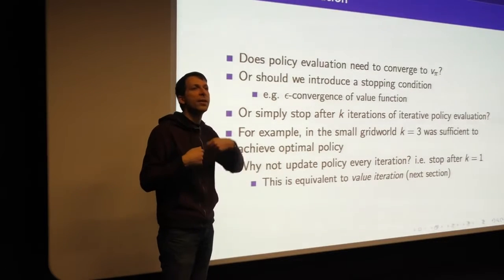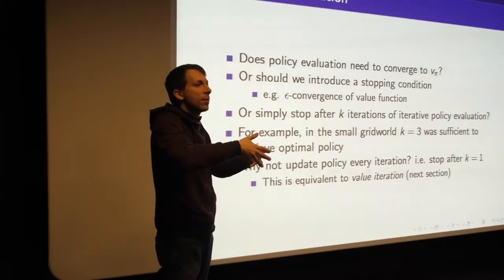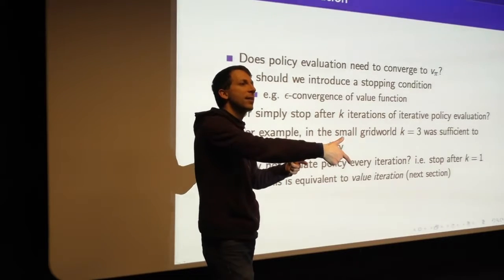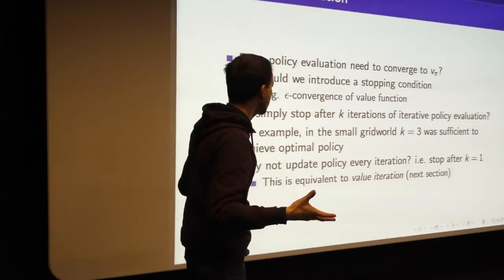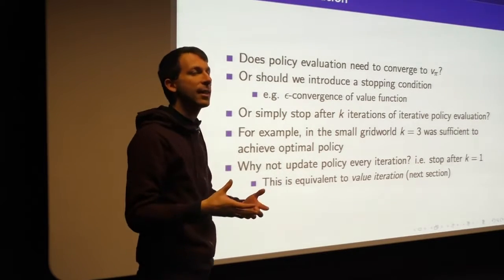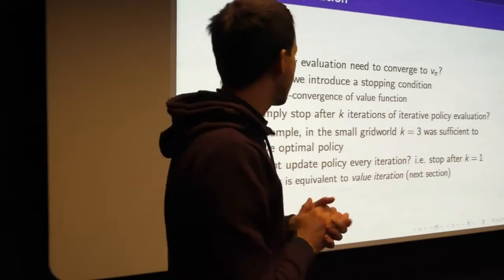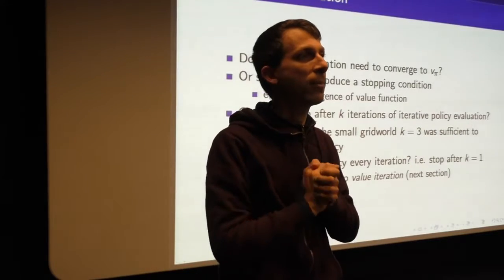In other words, we just do one loop where we look at the Bellman equation once, update our value function, act greedily with respect to that value function, and then immediately proceed. So it's the extreme case of that. And this extreme case is actually equivalent to value iteration, and we're going to have a whole section on that. It's probably the most popular method for dynamic programming.